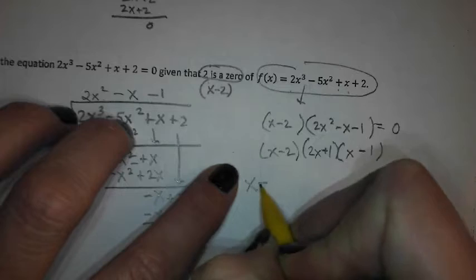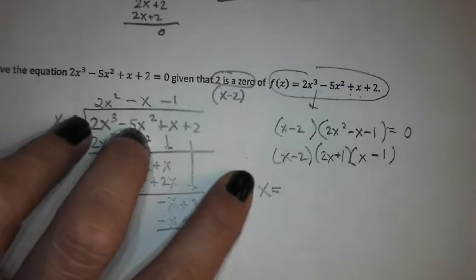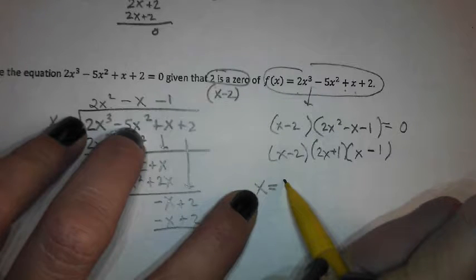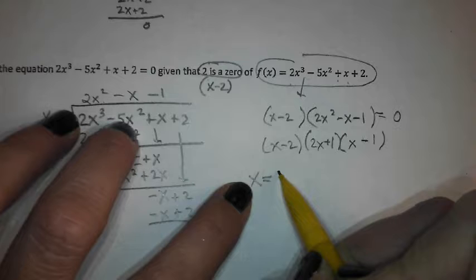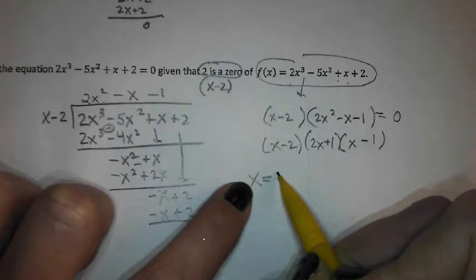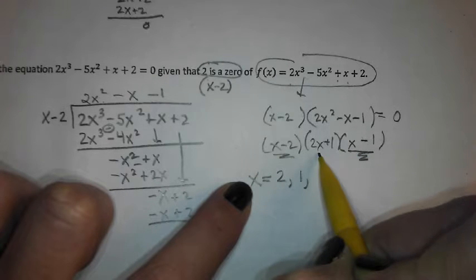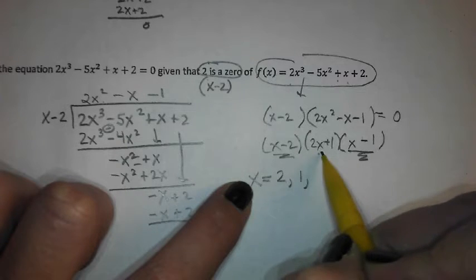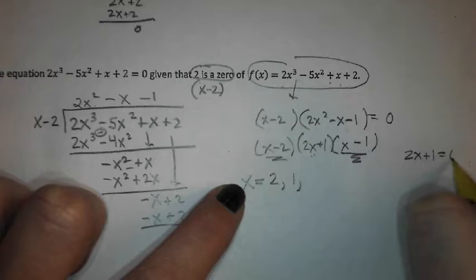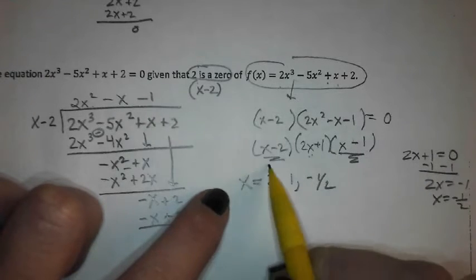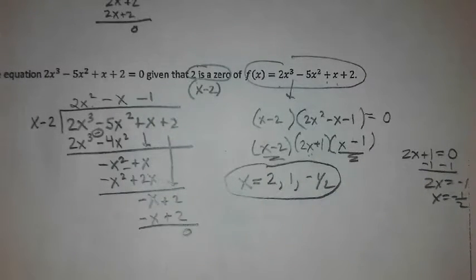So what are my solutions since I was solving an equation? Oh, Micah, what are my solutions? Two, 1, and negative 1/2. We would tee this up. So if we can't see that, just take the time to set it equal to 0, subtract your 1 from both sides, and divide by 2. So negative 1/2. So we have solutions.